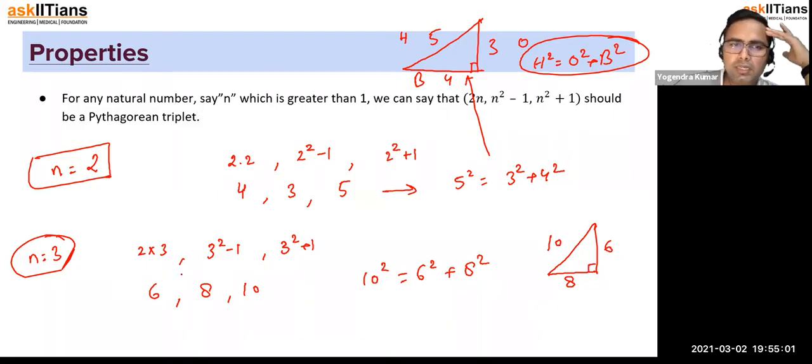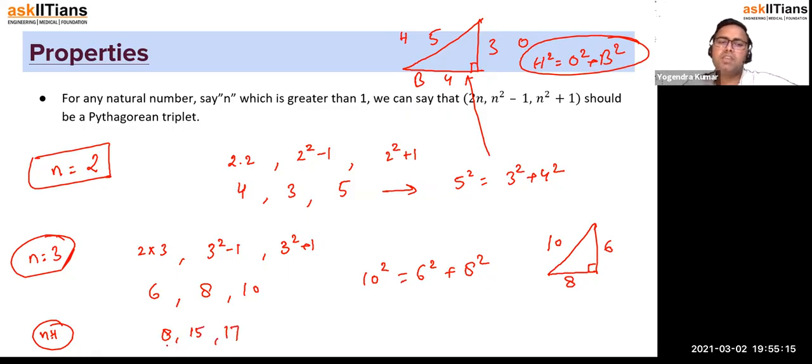Same way we can do for any number. Like n equals 4, what will we get? 8, then 15, then 17. Are you getting it? So this way we can remember it.